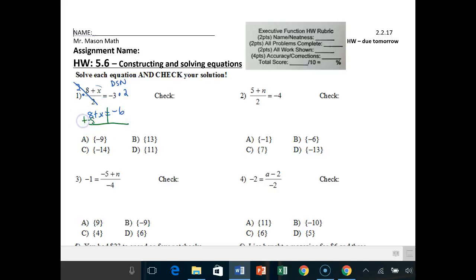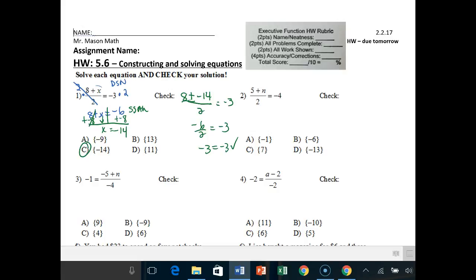I add negative 8 to both sides, bring down x, and I get negative 6 plus negative 8. That's an SSAK, negative 14. So to check, I will plug in 8 plus not x, but negative 14 over 2 equal to negative 3. So 8 plus negative 14 gives me negative 6 over 2 is equal to negative 3. And I'm asking myself, is negative 6 divided by 2 really equal to negative 3? Yes, it is. That's my answer.